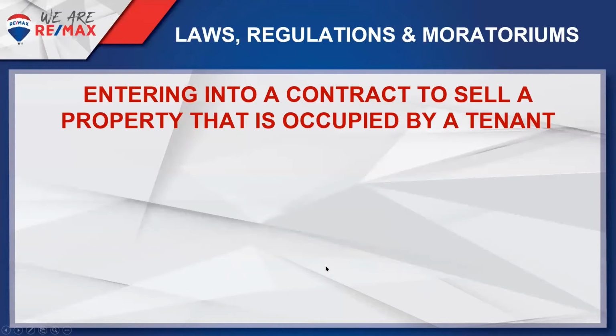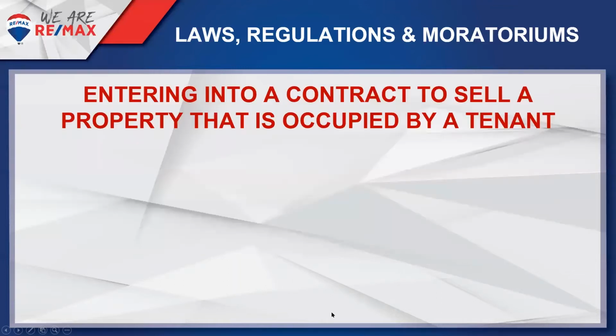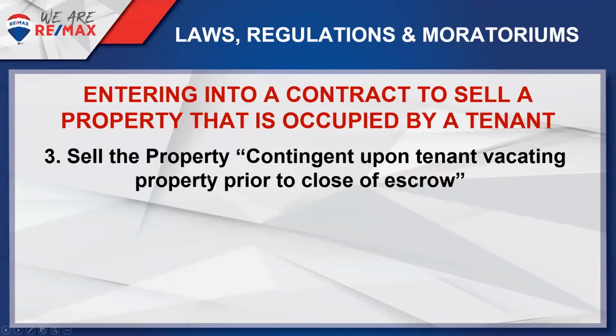And if you don't have this box checked, then your tenant has a contractual right to occupy the property. All right. So sell the property contingent upon the tenant vacating the property prior to close of escrow. That gives the seller an escape clause if the tenant doesn't get out.